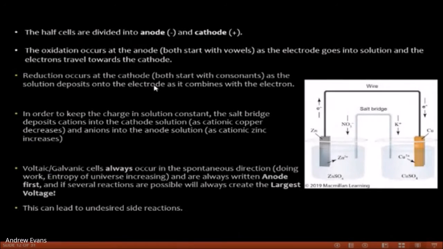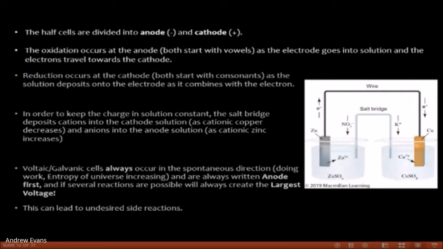Now, these cells are going to be divided into what we call the anode and the cathode. Now, anode is our negative. Remember, it sounds like anion. Cathode is our positive side. It sounds like cation. Now, the anode is where the oxidation occurs. The easiest way to remember that is that anode and oxidation both start with vowels. Cathode is where the reduction occurs, where both start with consonants.